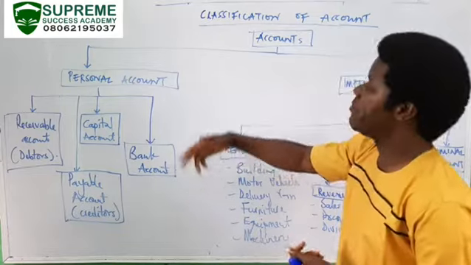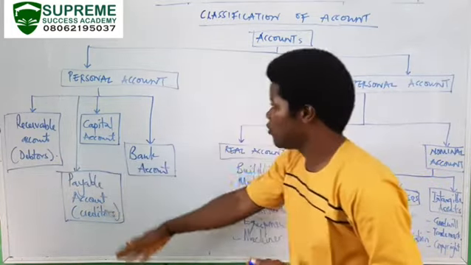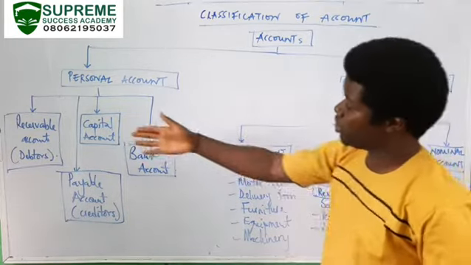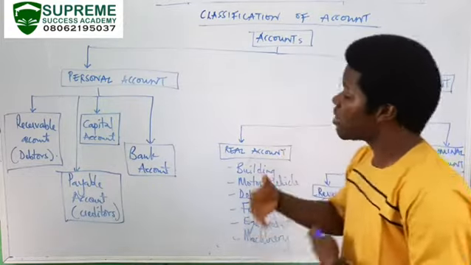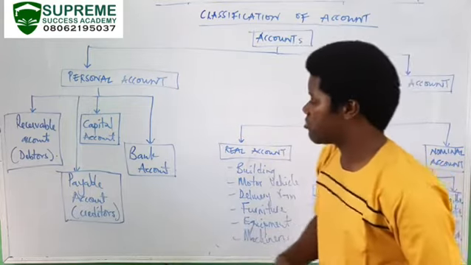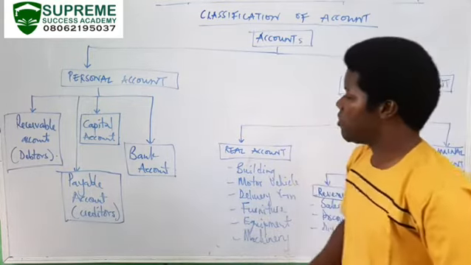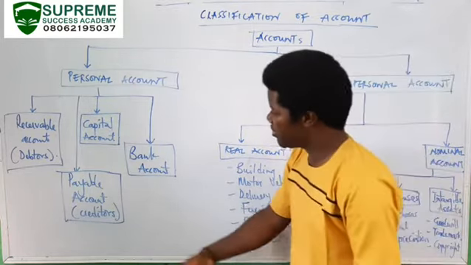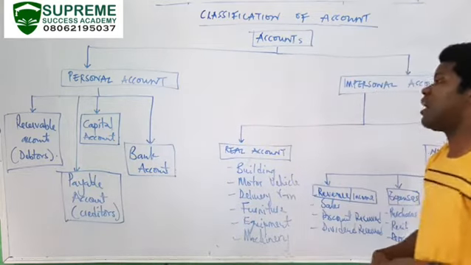I take it again. Personal account: we have the receivable account, that's the debtors, those people that are owing the organization money, people that buy goods on credit or that do credit transactions. Then we have the payable account, that's talking about creditors. Those are the people that the organization is owing money, people that the organization deals with on credit transactions. Then we have the capital account, and of course we have the bank account.